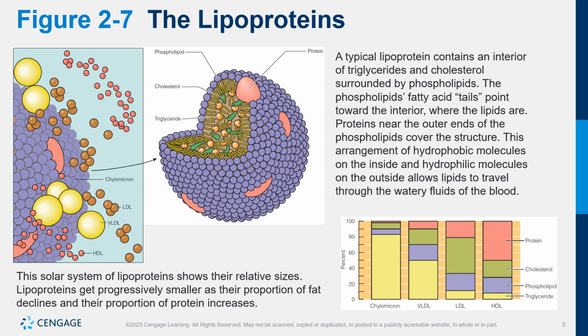The phospholipids' fatty acid tails point towards the interior where the lipids are, and the proteins are near the outer edge, covering the structure. This arrangement allows the molecules to travel better in the watery fluids of the body. Remember that HDL has positive implications for heart health, and LDL has negative implications for heart health. Also remember that these lipoproteins, with the exception of chylomicrons, are all manufactured in the liver.